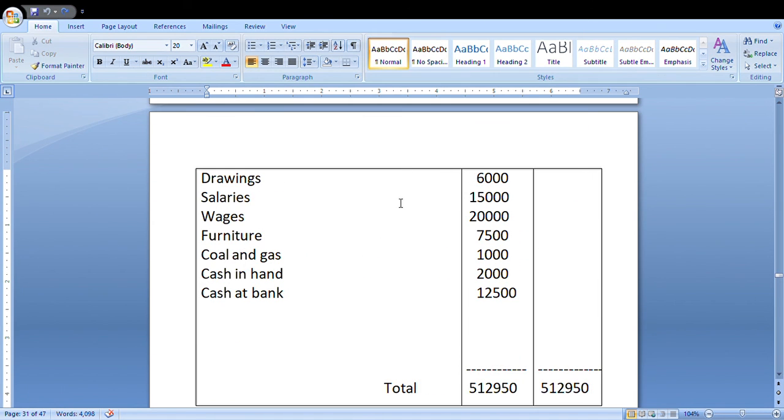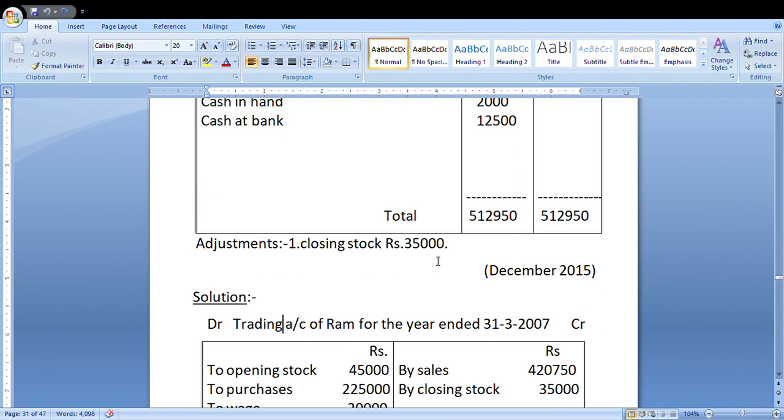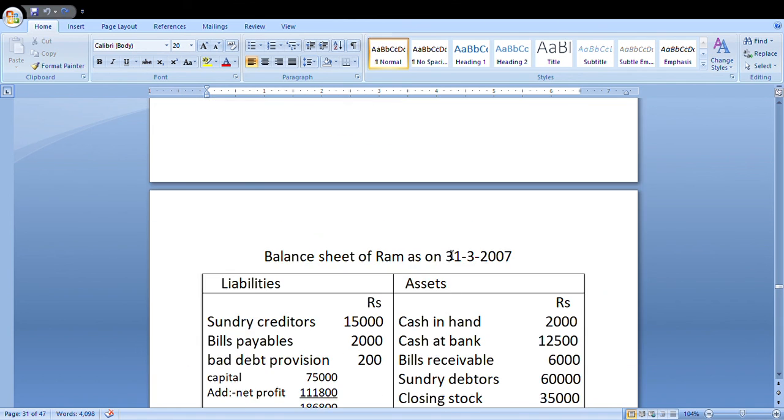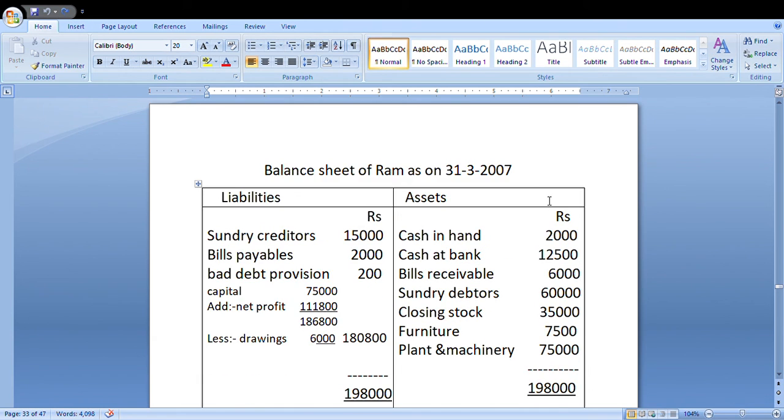All items are over in the problem. Outside the adjustment, the closing stock has been entered two times. One is in the trading account, another is in the balance sheet, asset side. Closing stock, all are over.